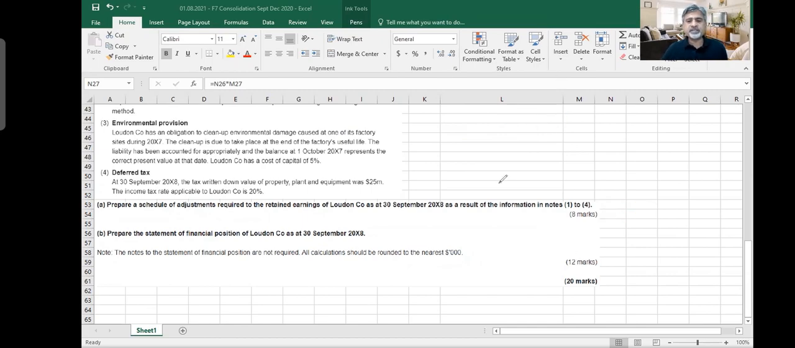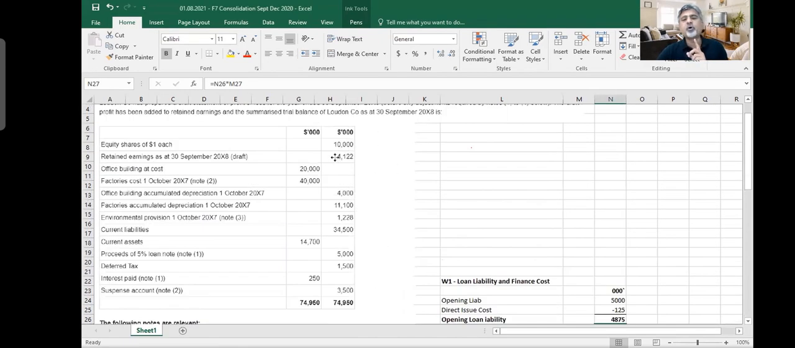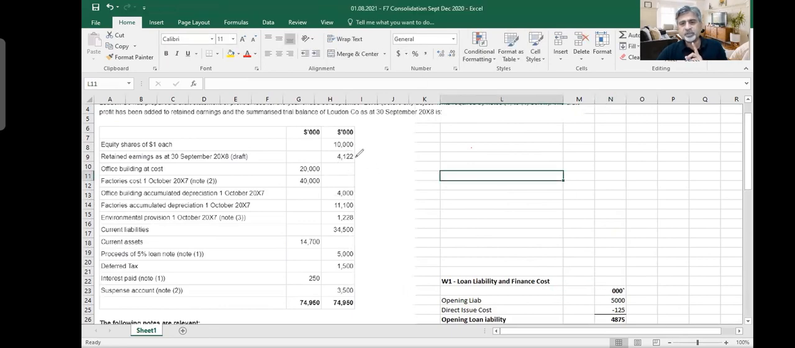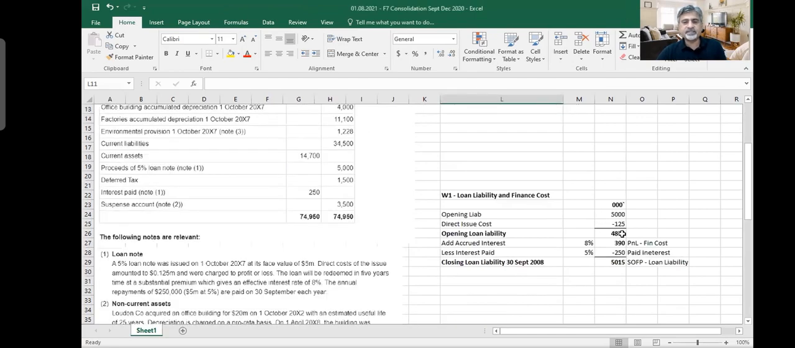Now the question is that in order to correct these retained earnings, you need to do calculations. You need to provide these workings for these loan notes. Retained earnings were given as 4122. And this number is not correct because it does not include depreciation. We did not calculate depreciation, so we will calculate depreciation. We will also see that this interest we have to charge.